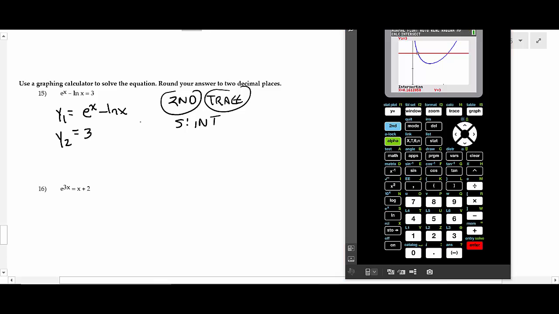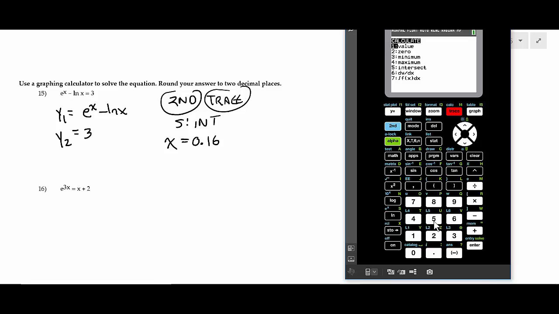Okay, so remember we're solving for x, so that first intersection point is x equals 0.16 if we round that, okay, like that. Then what we've got to do is just start over again. So what you do is you go second trace, again option 5, and then the cursor this time you need to move over very close to the other intersection point.